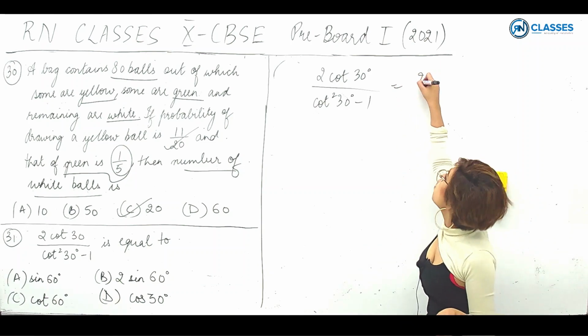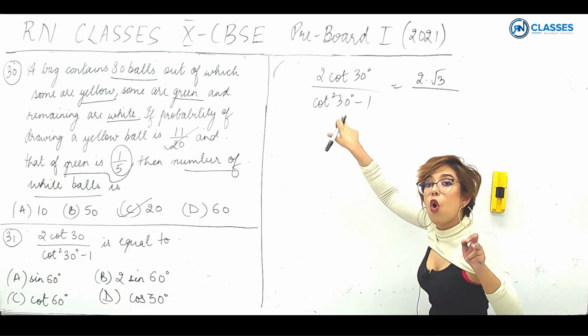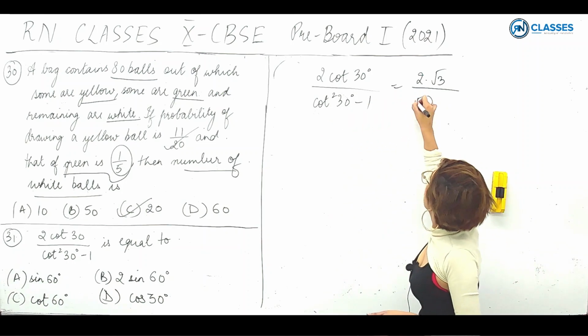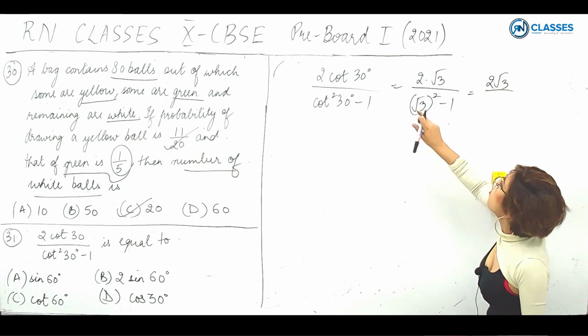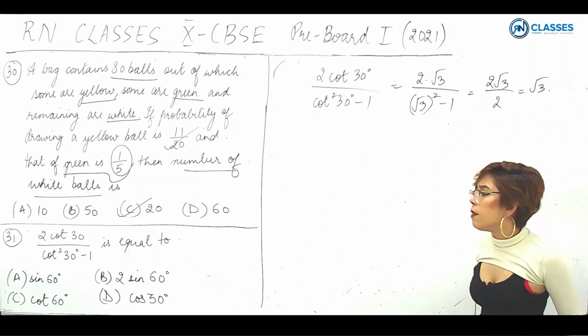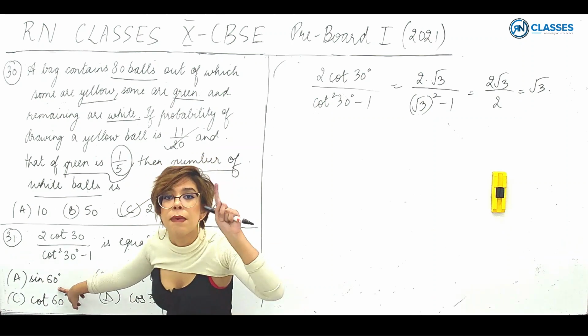So this is 2 into root 3 divided by cot square 30. That means cos 30 degrees whole square, as in root 3 whole square, minus 1. So this is 2 root 3. This becomes 3 minus 1, as in 2. This is root 3. Option check करें. अच्छा, this is equal to sin 60. Sin 60 is what? Root 3 by 2.